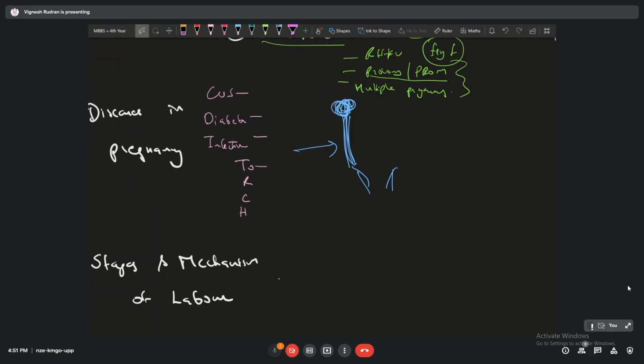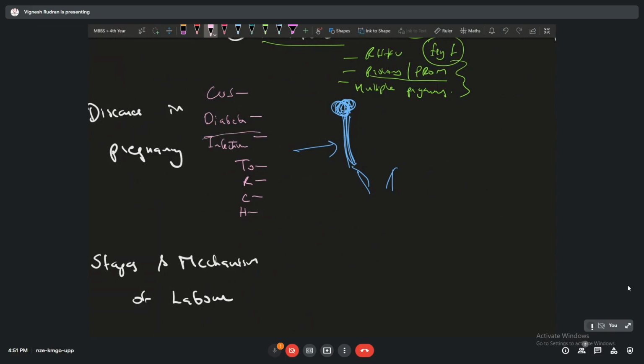And then in infection, you have your TORCH infections. So toxoplasmosis, rubella, cytomegalovirus, and your herpes. All of these are very common in the genital tract, and this can be in your prenatal period or your postnatal period also.